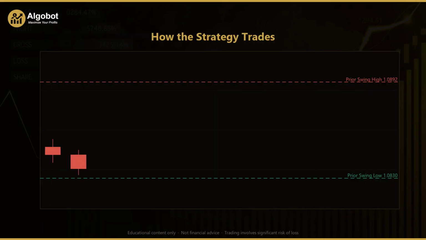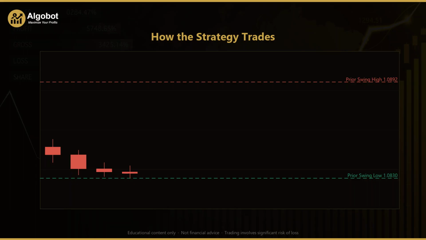Let's bring the whole idea to life on this chart, walking through a long trade first and then a short trade. Notice there is no indicator panel below price, because this strategy reads candles only. The two dashed lines are the levels that matter. The green line is the prior swing low, our support, sitting at 1.0830. The red line is the prior swing high, our resistance, at 1.0892.